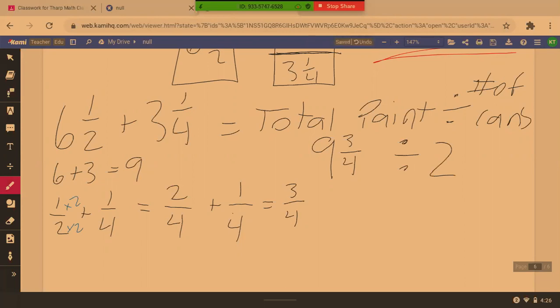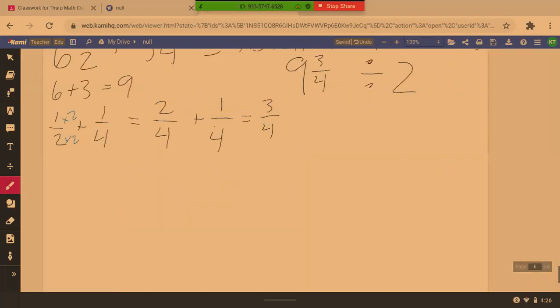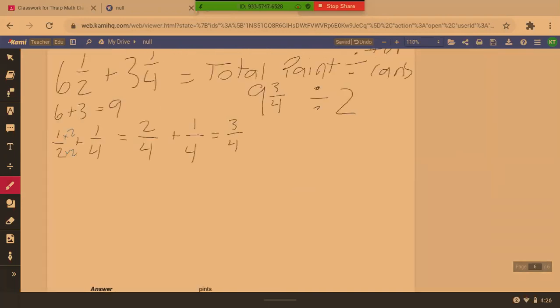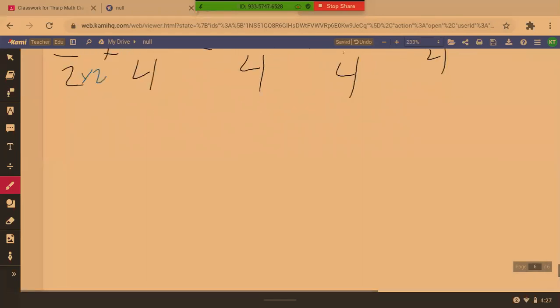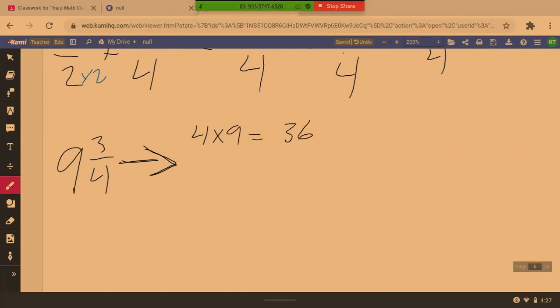So I need to divide 9 3/4 by 2. Well, I'm going to be honest. This would be a much easier thing to do if it was an improper fraction. So let's turn this mixed number into an improper fraction. I'm going to zoom in here. 9 3/4. We're going to turn it into an improper fraction. So the denominator times the whole number, 4 times 9 equals 36. Then we're going to add the numerator. Plus 3 equals 39 and put it over the denominator, over 4.